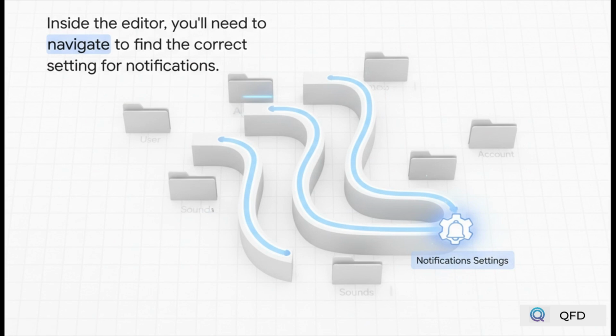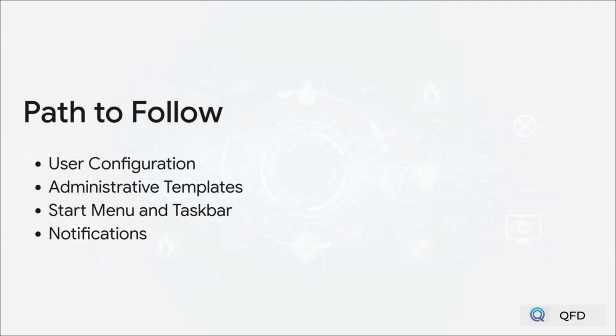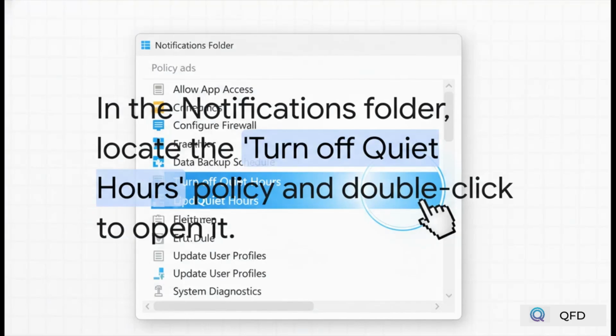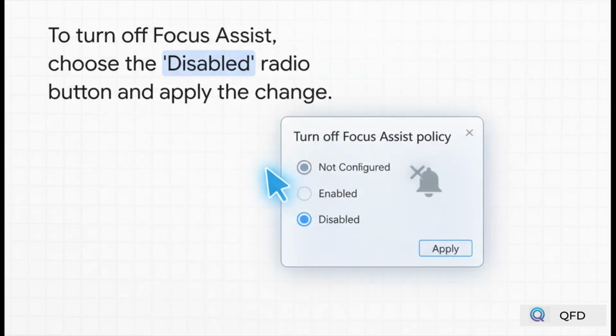Once you're in the editor, we have to dig a little to find the notifications folder. And here's the exact path you need to follow to get there. Just follow it down. All right, in that notifications folder, find turn off quiet hours and give it a double click. Now, to really force it off, you're gonna choose the disabled option and hit apply.